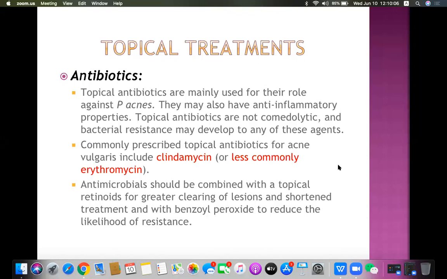Another drug is also very commonly used along with this antibiotic, that is called benzoyl peroxide. Okay, that is called benzoyl peroxide. You can see it here. This benzoyl peroxide, if we apply it together, it will reduce the likelihood of resistance.